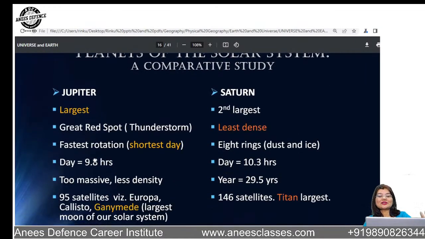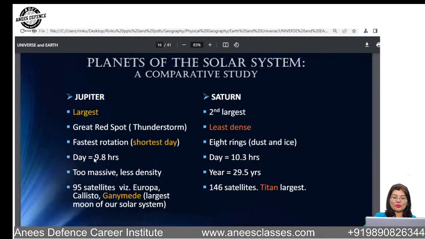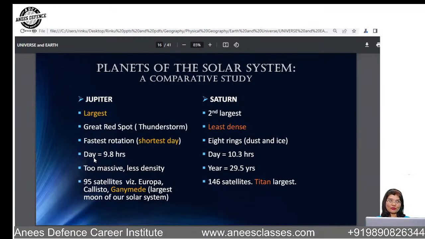All right, which brings us to the outer planets, and now you come to Jupiter. Jupiter happens to be the largest of all planets. We are also aware that it has a red spot on it. Not a small red spot, it's in fact a great red spot. It's a thunderstorm brewing on Jupiter. It is not visible to the naked eye, but if you see it through a telescope, it's properly visible, the great red spot. And Jupiter happens to have the fastest day, or the shortest day, and the fastest rotation. The day is around 9.8 hours.